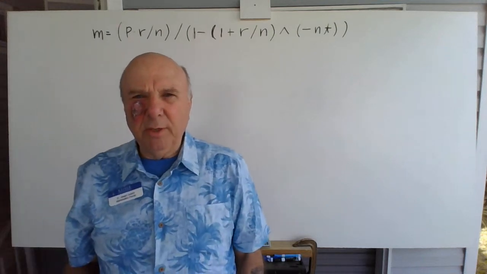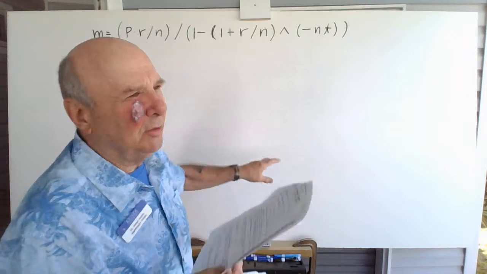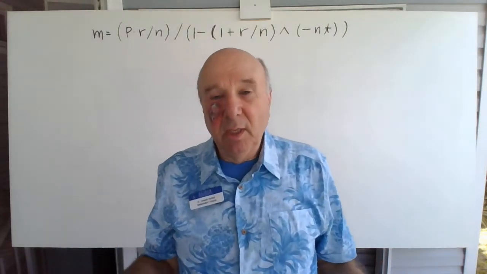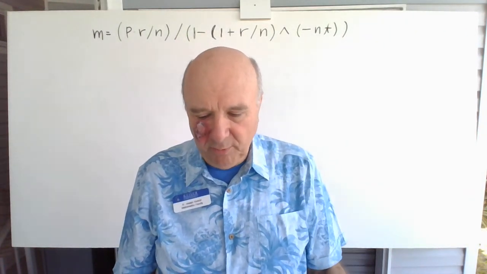So that's the way you would enter it into the calculator. I know it's presented vertically, but you have to remember to divide the whole numerator by the whole denominator. So everything needs parentheses. Otherwise, the order of operations goes haywire. Okay, so that's the formula for mortgages.